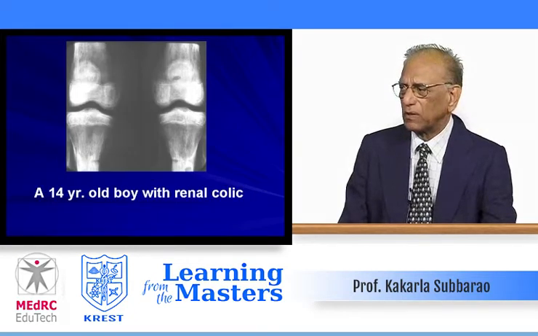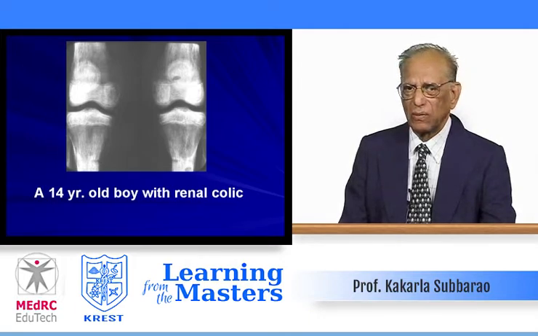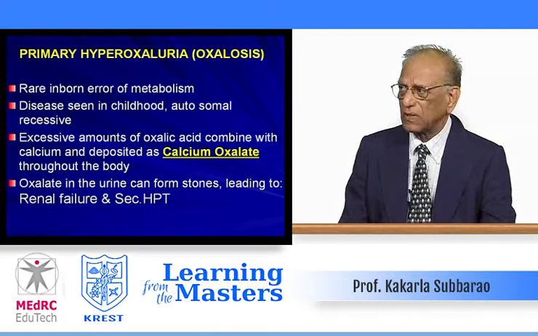A 14-year-old boy with renal colic. And these are the films of both knees. As you see, there are cystic type lucencies in the metaphyseal areas of the femora and tibia and dense epiphyses. And if you look closely, there is also a bone in bone appearance in the epiphyses. What will be the diagnosis?